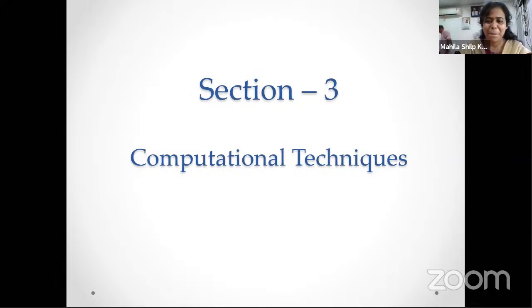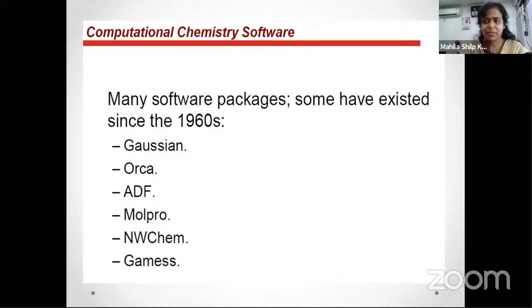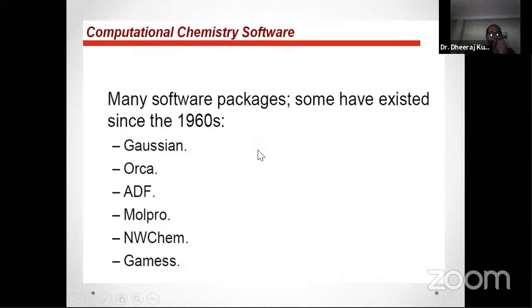Now that is section 3, which contains the computational techniques. At present, people are using many codes for predicting properties, like Gaussian, ORCA, ADF, MOLPRO, NWChem, and GAMESS. These are several codes which are used by researchers to predict properties with the help of computation.